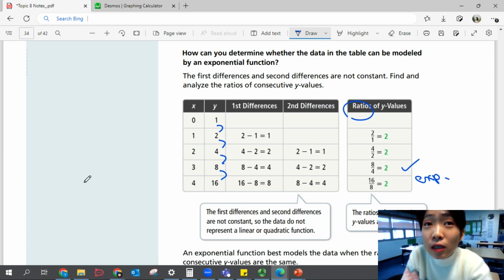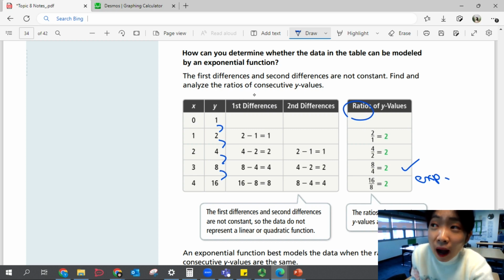Okay, so these are the simple 3 methods to check whether a linear function, exponential function, or quadratic function would best model the data. You need to know how to find the differences, and then the second differences, which is the differences of the differences, and then ratios of y values. It needs to be in order.